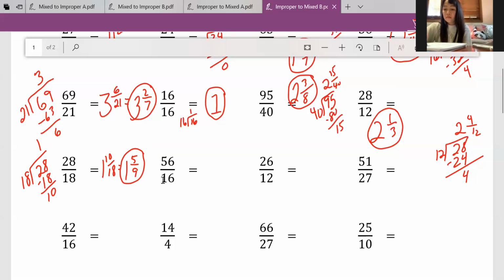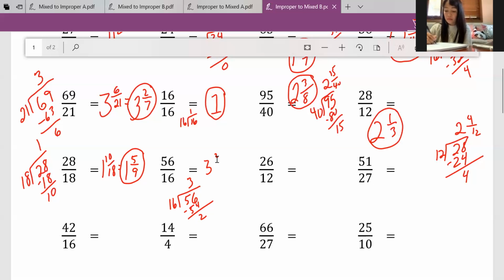Let's look at 56 and 16. So 16 is my divisor. 56 is my dividend. So I know 3 times 16 is going to be 54. So I'm going to write 3 in the quotient. That's my whole number. Here's 54. I'm going to subtract, and there's 2 left over. So that's 3 and 2/16.